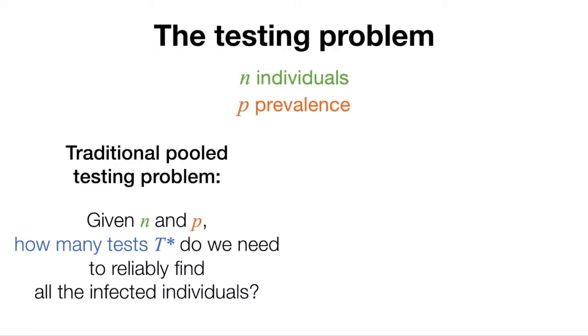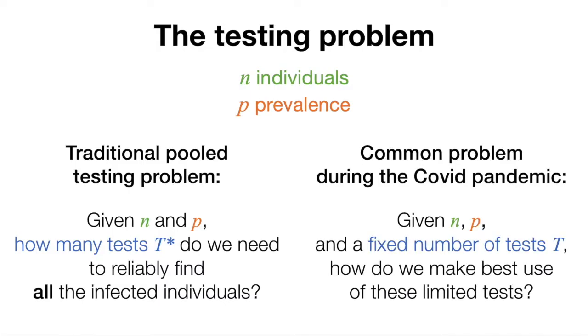But in this talk, we're interested in a different problem, which is a problem that people have been facing during the COVID pandemic. And that's this: given the number of individuals n, given the prevalence p, but given a fixed number of tests available t, how do we make best use of the limited tests? Because we've all heard stories in the news of where there have been shortages of tests, and so this is trying to model that. We perhaps don't have as many as the t star tests that we'd like in order to find everyone. So if we have t tests, which is fewer than t star, how should we try and make the best use of those tests?